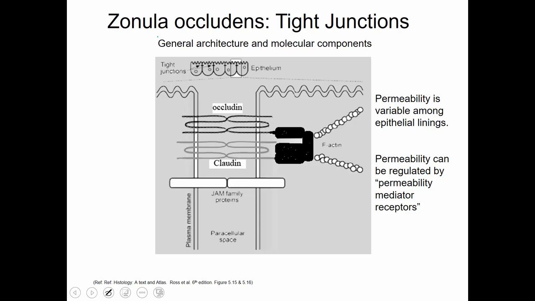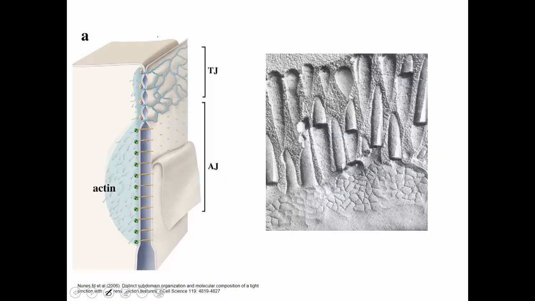Okay. So permeability varies among epithelial linings. Permeability can be regulated by permeability-mediating receptors. So if I have an inflammatory response, okay, blood cells will release cytokines, which will cause signal transduction events to cause these to become more leaky to allow blood cells to migrate through. And you get a state of inflammation. So although they're tight, they can become leaky under certain conditions.